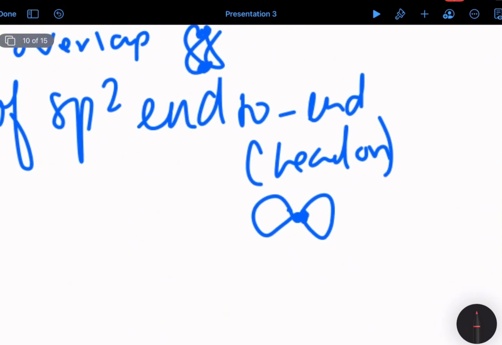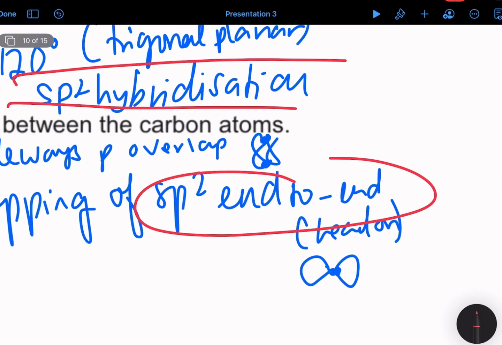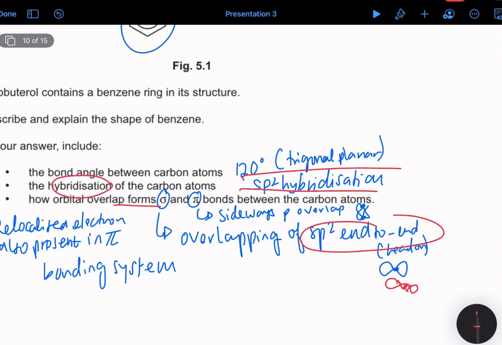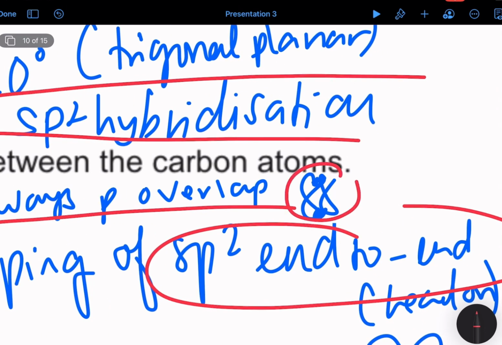This one doesn't look very nice, I will explain that later. The orbital overlaps form your sigma and pi bonds. For your sigma bond, it's the overlapping of sp2 orbitals. They kind of look like a fish, and they overlap straight on, end to end. That's what they're referring to. And for your pi bonding, it is due to the sideways overlap of the p orbitals. It's a different type of overlap.